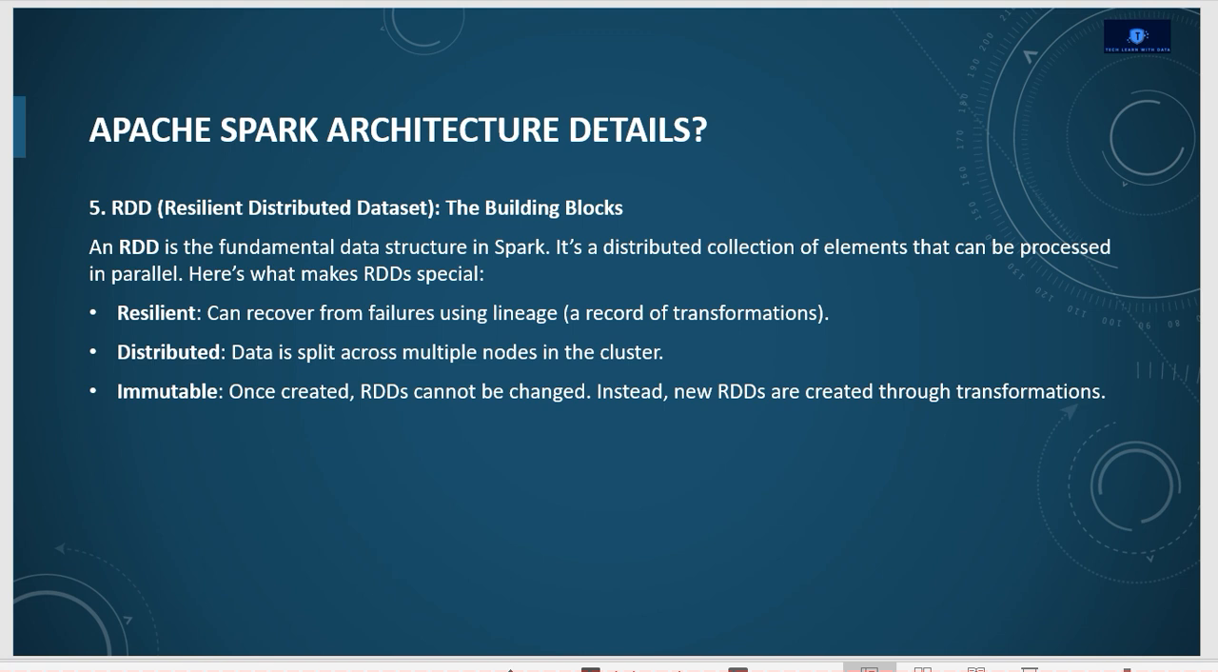Distributed means data is split across multiple nodes in the cluster. Immutable means that once an RDD is created, we cannot change it. Instead, we need to create a new RDD through a transformation. What are the features of RDD? It supports lazy evaluation, which means if no action is called, the RDD does not transform the data. It also enables fault tolerance through lineage.